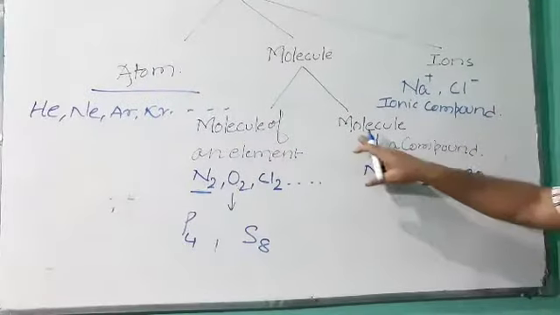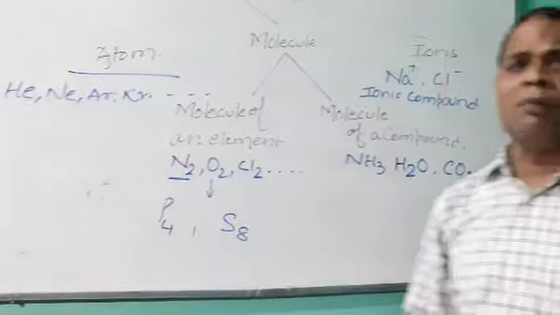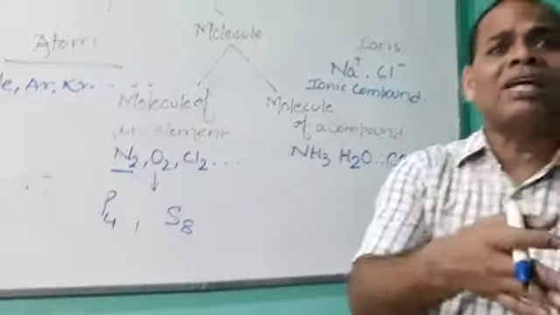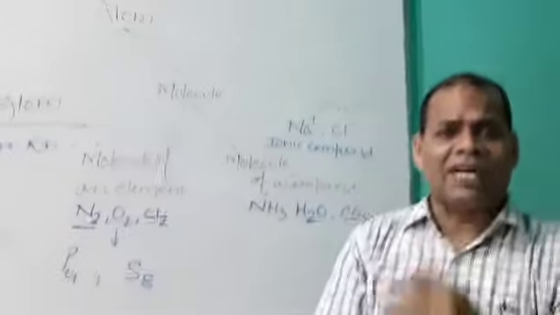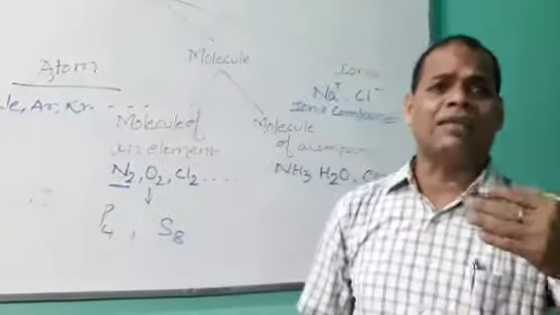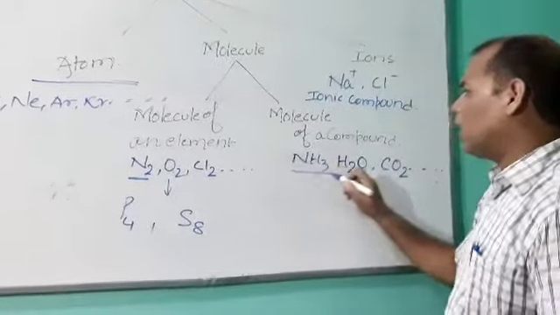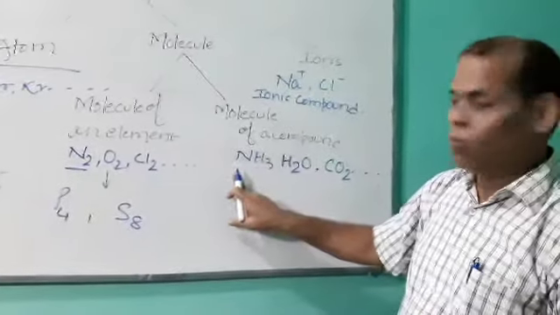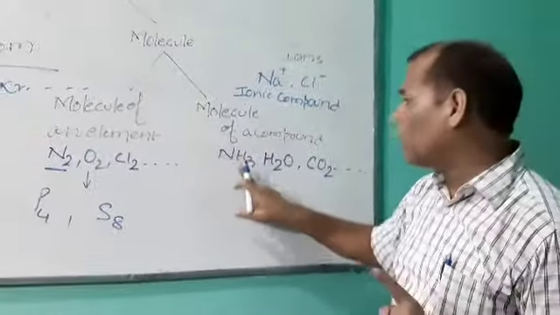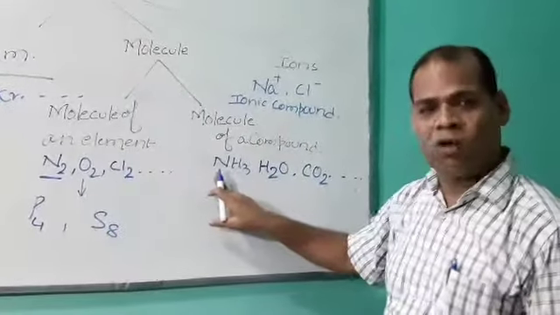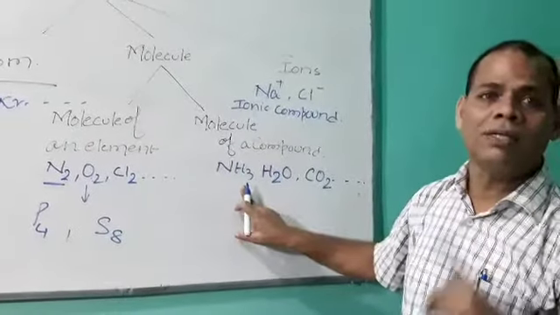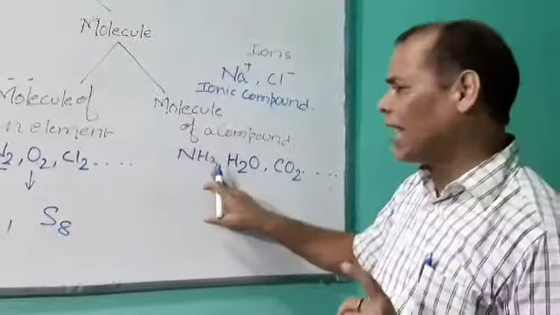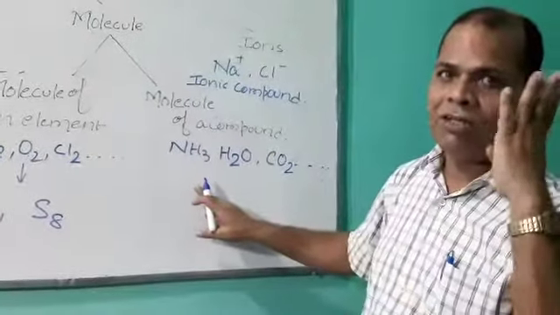Now come to the molecule of a compound. A molecule of a compound means a molecule containing 2 or more different elements, that is, 2 or more different types of atoms. As for example, ammonia, NH3. One molecule of ammonia contains one atom of nitrogen and 3 atoms of hydrogen. So its atomicity is 4.